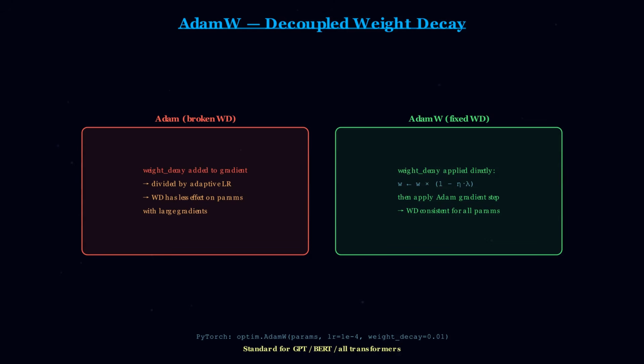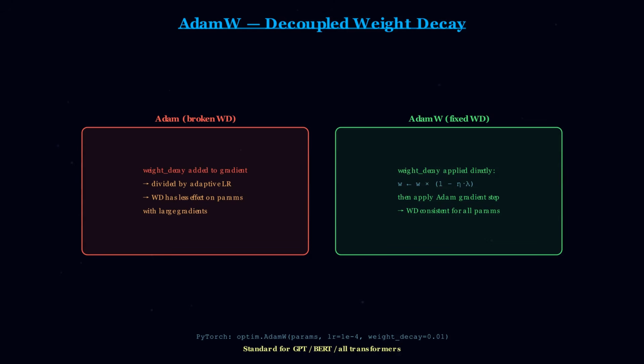W equals W times (1 minus eta times lambda), then apply the Adam gradient update separately. Why does this matter? In transformers and LLMs, weight decay is a critical regularization tool. Adam's broken weight decay was a known issue for years before the AdamW paper by Loshchilov and Hutter in 2017 fixed it. GPT, BERT, and virtually every modern LLM uses AdamW.